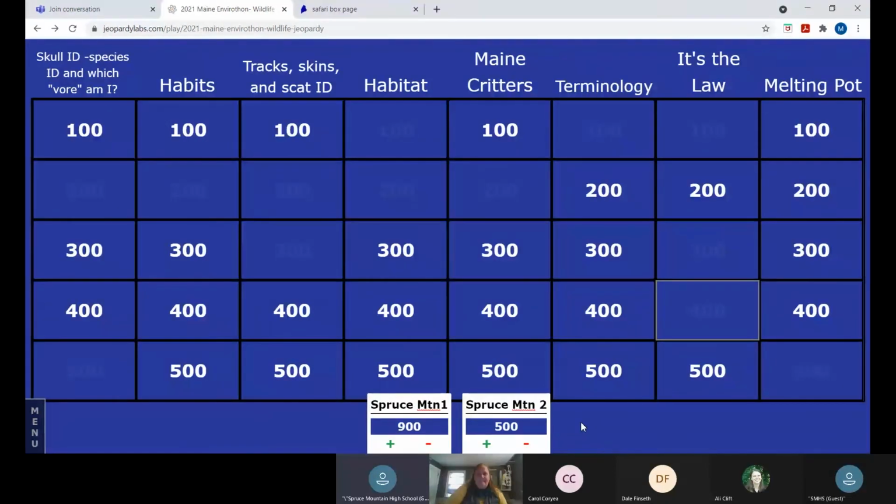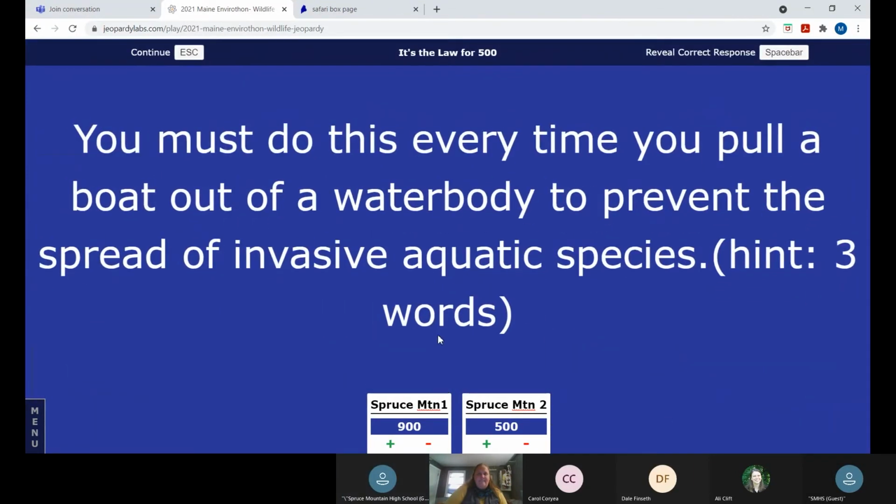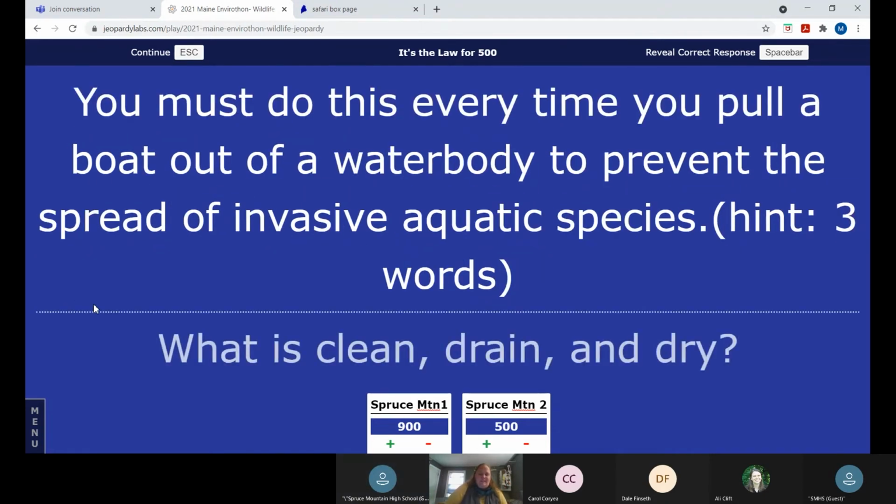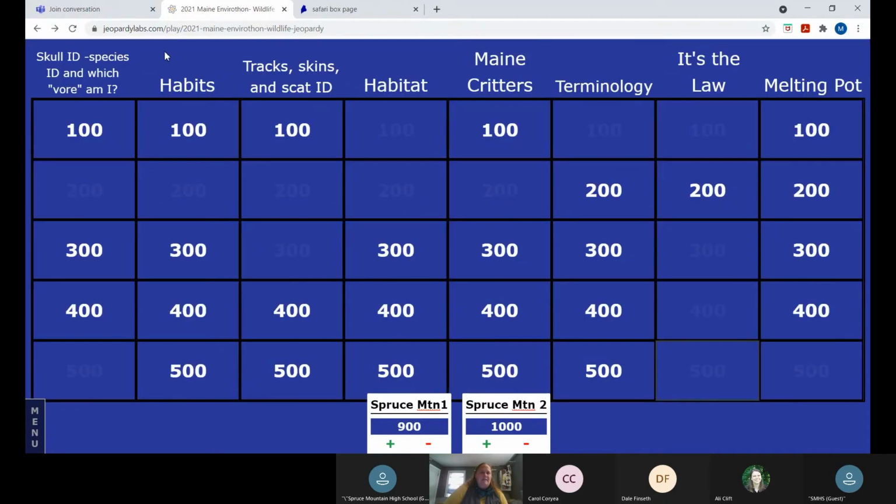It's the Law for 500. So this is an activity that you must do every time you pull a boat out of a water body to prevent the spread of invasive aquatic species. And the hint is there's 3 words. You clean, you drain, and you dry. I should give you double points on that one. That's excellent. Clean, drain, and dry. All right.